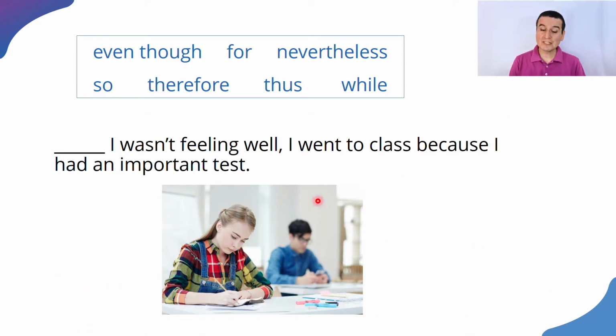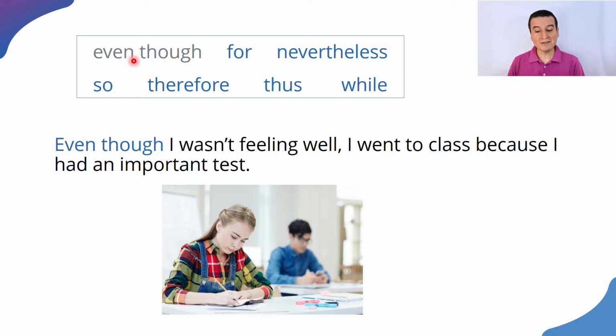All right, the first sentence says, blank, I wasn't feeling well, I went to class because I had an important assignment. So the blank is at the beginning. We have here a relationship of contrast because the person wasn't feeling well, but the person went to class. Not good, but went to class, so it is the opposite. So I included here, even though I wasn't feeling well, I went to class because I had an important assignment.